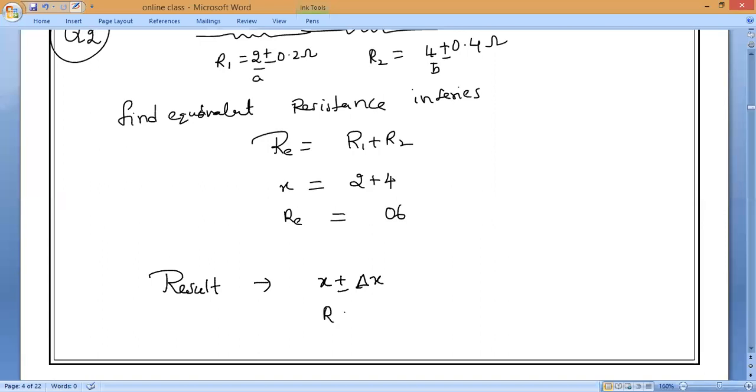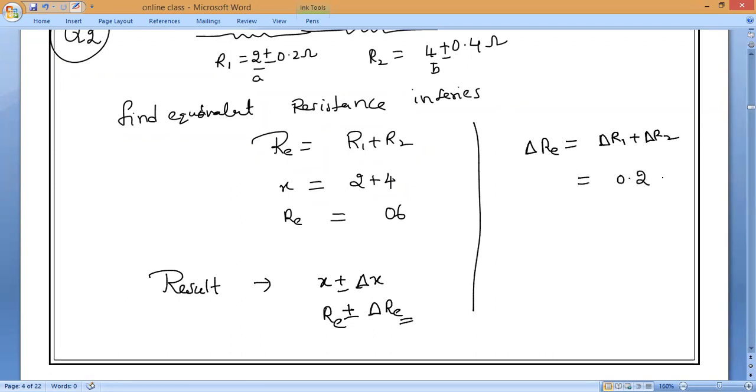Now here resistance is there, so I will say Re plus or minus delta Re. So what is delta Re? What I told you, either it is addition or subtraction, doesn't matter, we have to add it. So delta R1 plus delta R2, which is equals to 0.2 plus 0.4, which is equals to 0.6. Now, what is the resultant? Resultant is 6 plus or minus 0.6 ohm.